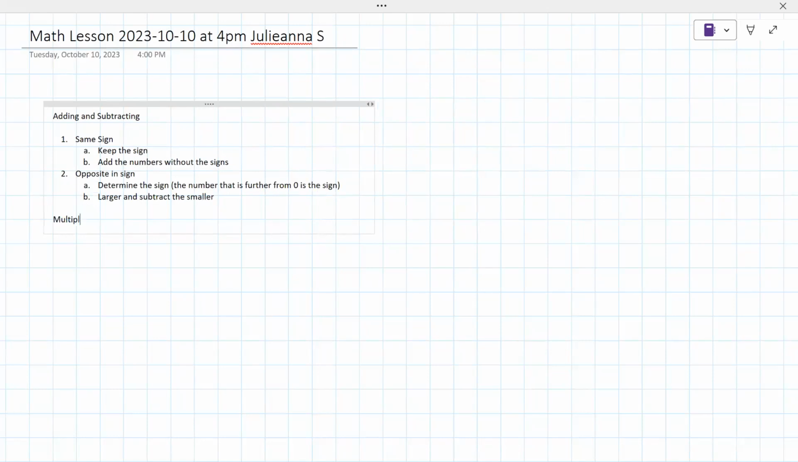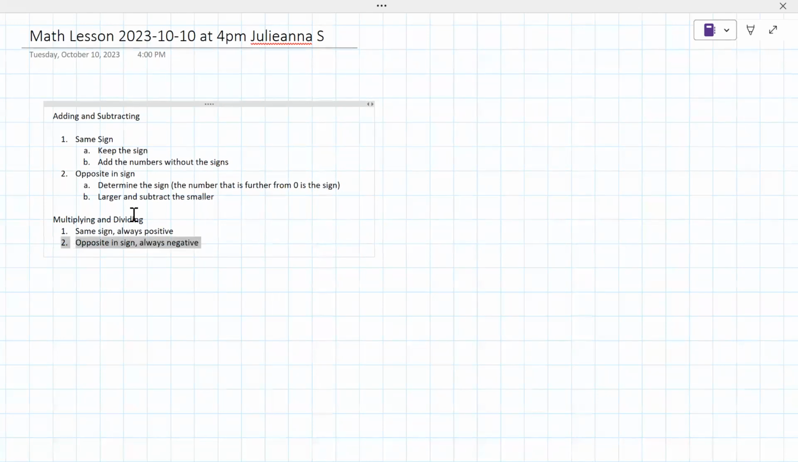When you're multiplying and dividing, there are two situations. The first is if they're the same sign. I'm sorry. Same sign is always positive. If they are opposite in sign, always negative. That's it.